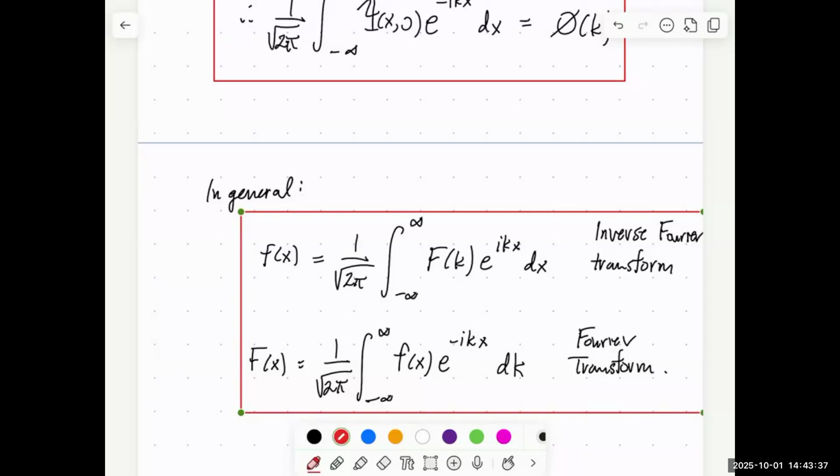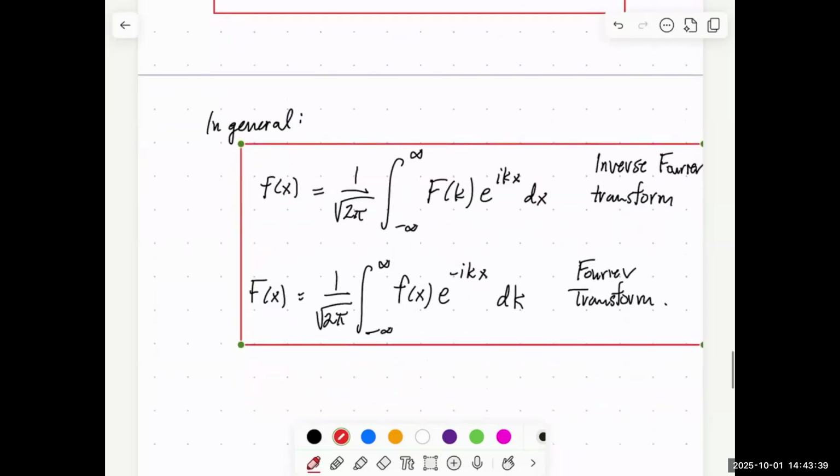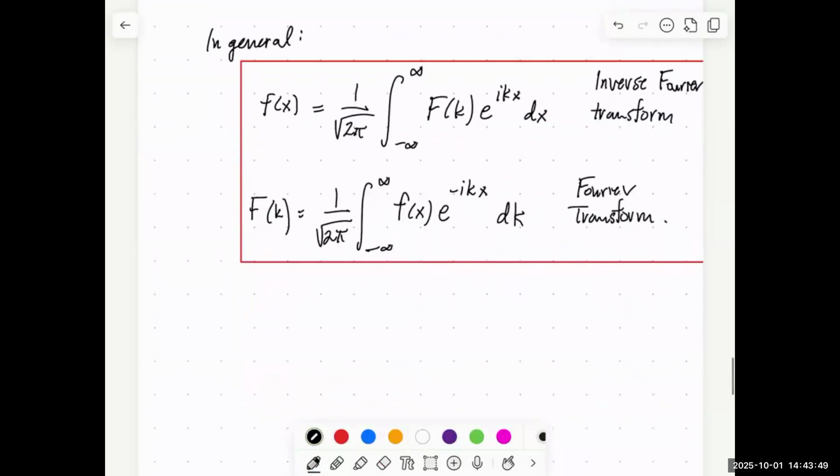Your capital F of k is actually an f of x, right? Oh, yep. Okay. Yes, good. Perfect. All right, good.